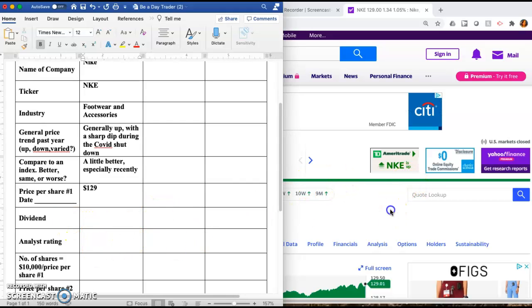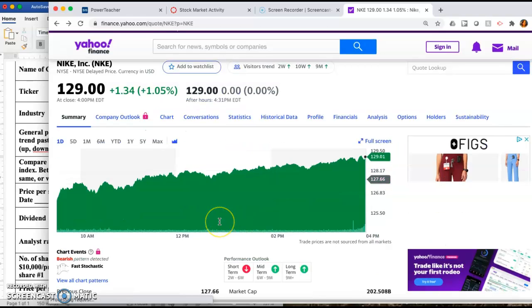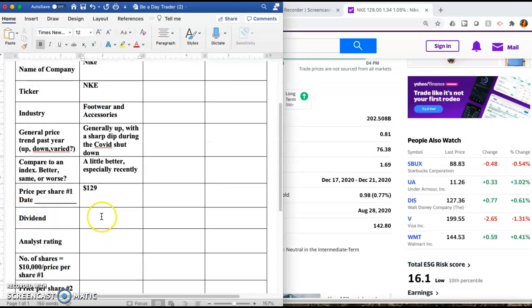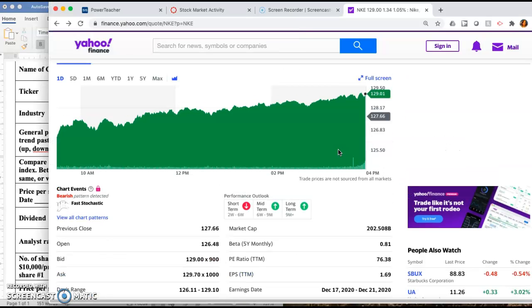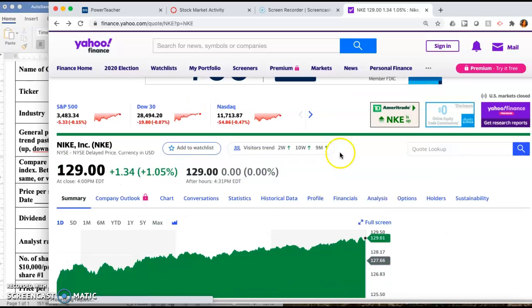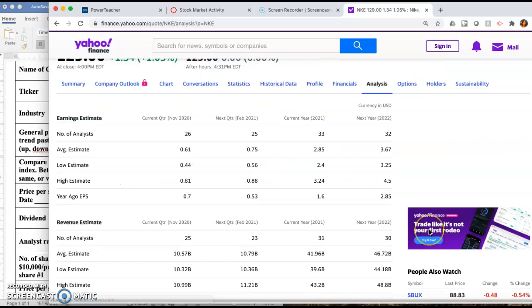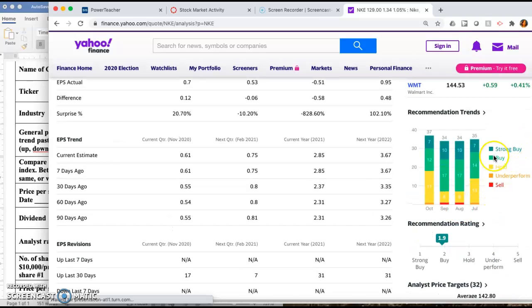Oh, whoops, one more. Dividend and analyst rating. If I go here on this summary page, it's going to tell me, was there any dividends? And it looks like 98 cents per share, which is pretty good. Boy, Nike is looking hot. So it's 0.98. Analyst rating, again, that was right under analysis. And I'm going to go look at that little chart, remember? And it was mostly buy and strong buy.